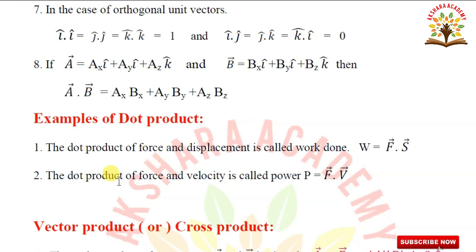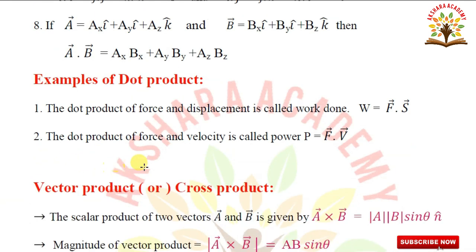Examples of dot product. The first one, the dot product of force and displacement is called work done. The work done W is equal to F bar dot S bar. Second example, the dot product of force and velocity is called power. Power P is equal to F bar dot V bar.